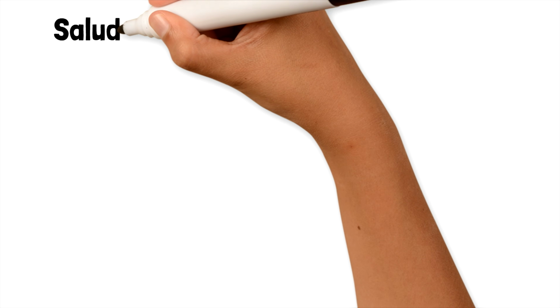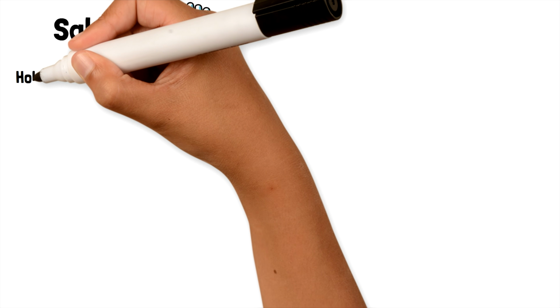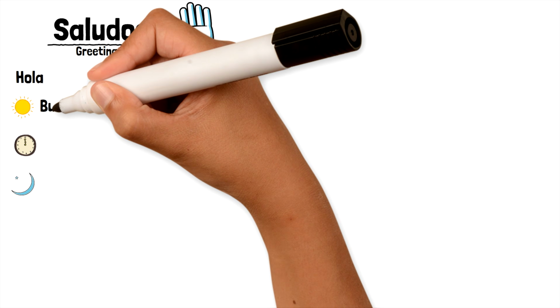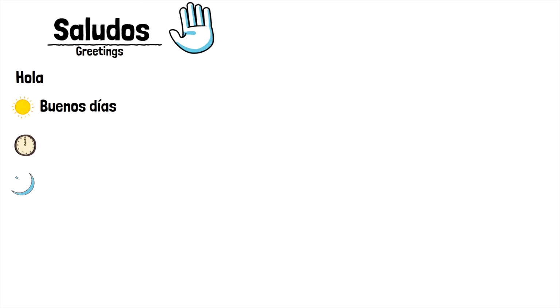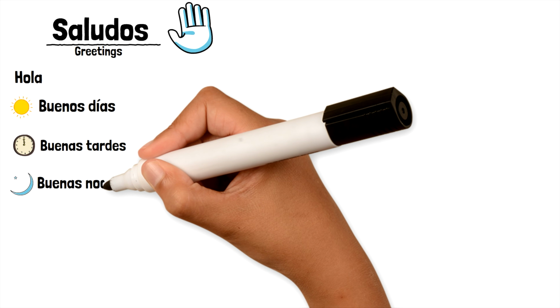Let's start. Saludos. Greetings. The most common way to say hello to somebody is by saying hola. Hola. Remember, that H is silent. Now, if it's morning, afternoon, or evening, we can use different greetings. Let's go over them. To say good morning, buenos días. For the afternoon, buenas tardes. In the evening, buenas noches.